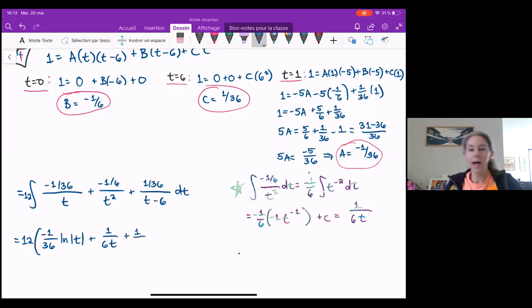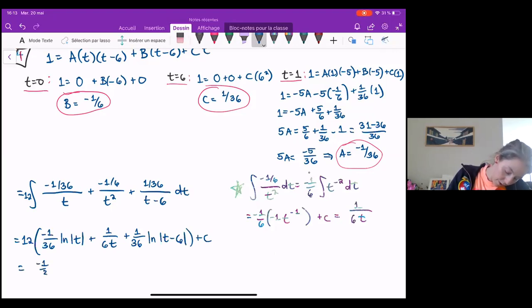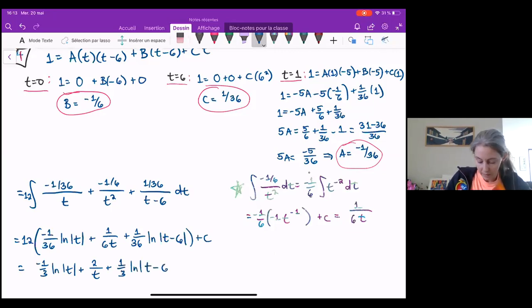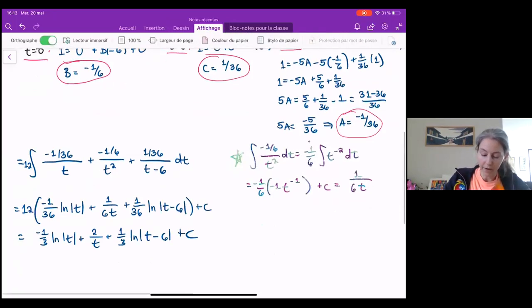And then the last one, is the last one a ln? The last one is a ln because that t minus 6 is to the power of 1. So this is 1/36 ln of t minus 6 plus c. Now I'm going to distribute that 12 to get -1/3 ln t plus 2/t plus 1/3 ln of t minus 6 plus c for my final answer.